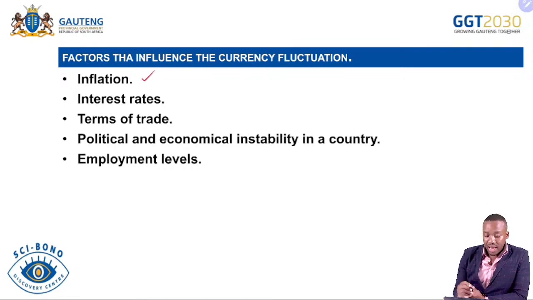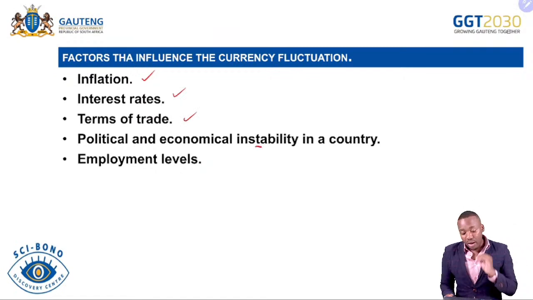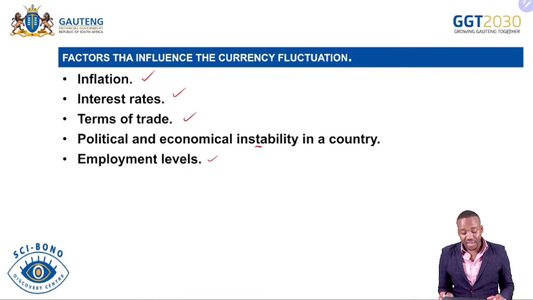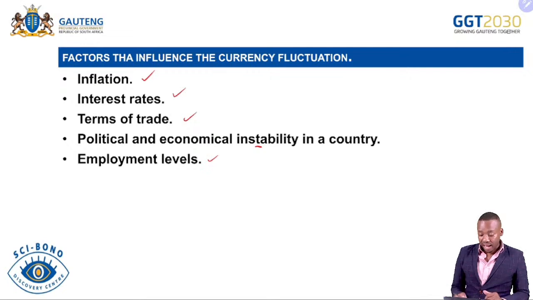Obviously, in the first one, it is the inflation rate that we have in the country. The interest rates, right? Remember, people are living in debt. The terms of trade, political and economical instability in a country. So what happens in a country, for example, also in the country's economics can make the currency to drop or to go up. Employment levels in the country, they also make the currency to do what?